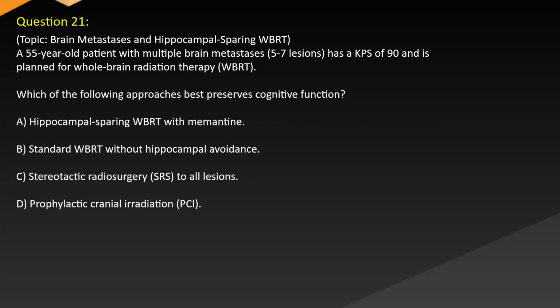Question 21. Topic: Brain metastasis and hippocampal sparing. A 55-year-old patient with multiple brain metastases, 7 lesions, has a KPS of 90 and is planned for whole brain radiation. Which of the following approaches best preserves cognitive function?